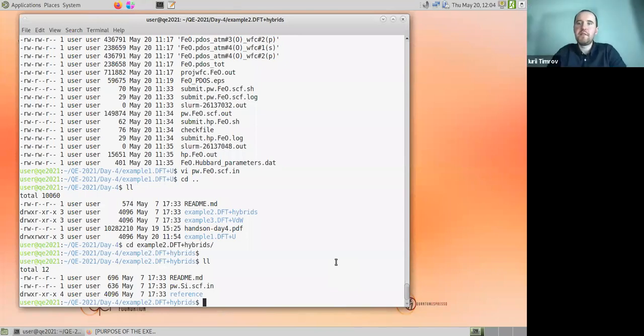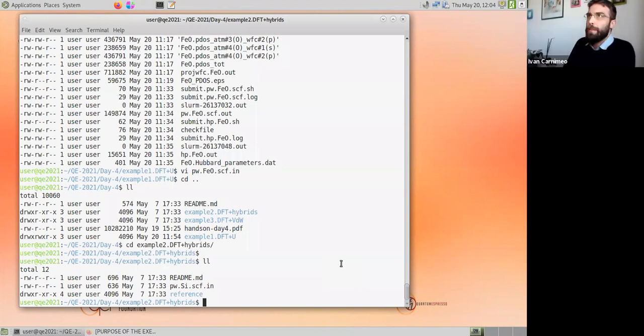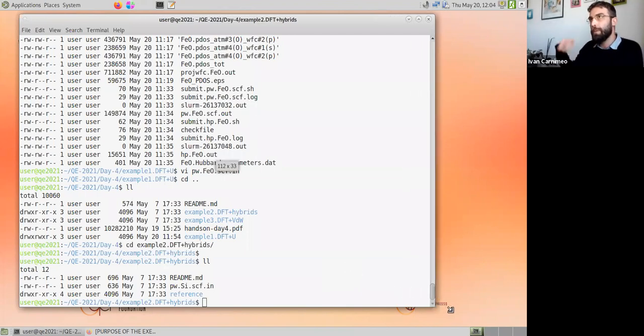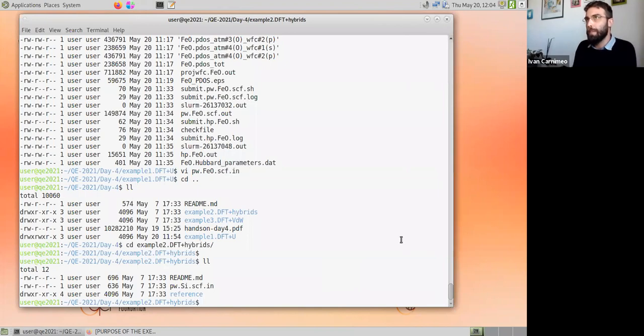Yes, and this speeds up the calculation by which factor, more or less? It depends on the system. We registered up to 7. It depends on the case. If you compare with the very old previous implementation, it is even an order of magnitude.